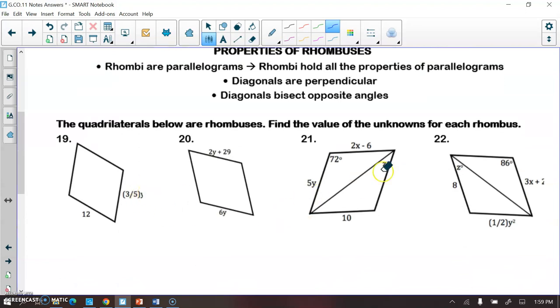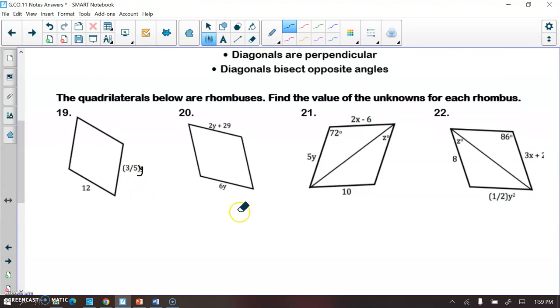The y got cut off here, but this is a 3/5 y. And we're going to solve for all the unknowns in each of the rhombuses. So in a rhombus, all four sides are congruent. So this 12 side and this 3/5 y side are going to be set equal to one another. Multiplying both sides by 5, I wind up with 3y is 60. Dividing by 3 on both sides, y comes out to be 20.